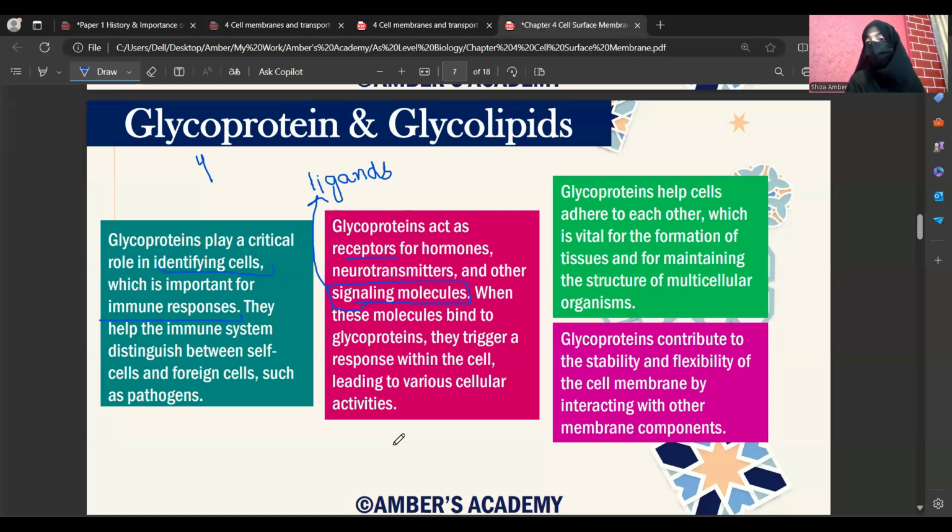Then the other function is that glycoproteins act like a glue stick. So meaning that they try to stick the cells with one another, and eventually they form tissues, because when multiple cells combine, they form tissues. ठीक है. So glycoproteins, they adhere the cells. They make these cells contact. They make these cells stick to one another. Then glycoproteins also contribute to the stability and flexibility of the cell membrane by interacting with other membranes. So these are core functions of glycoproteins or glycolipids.